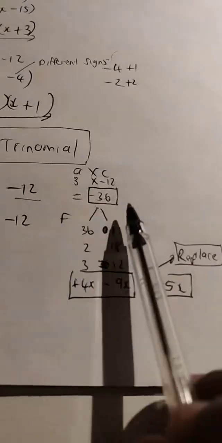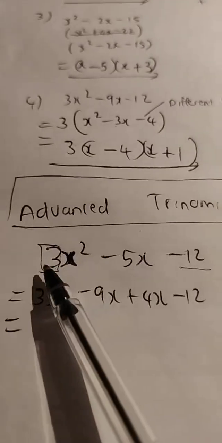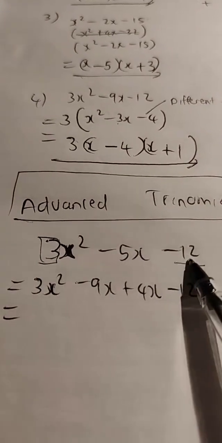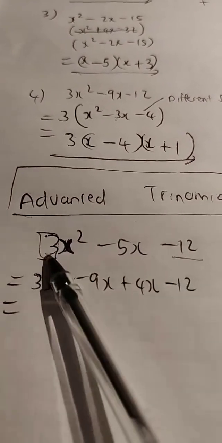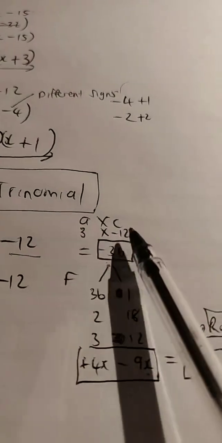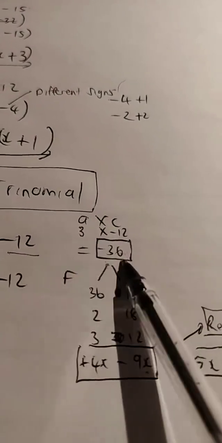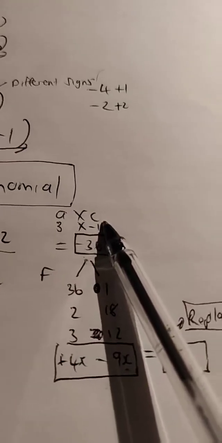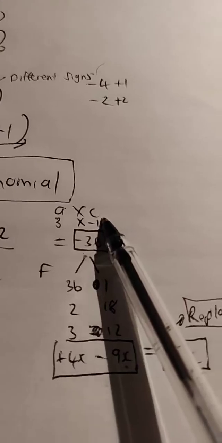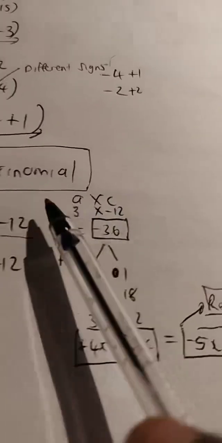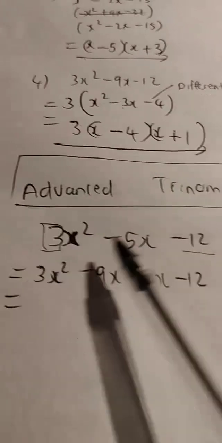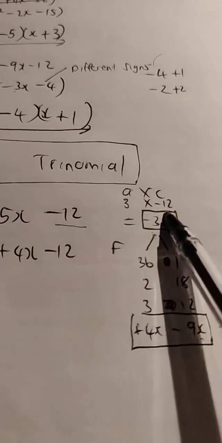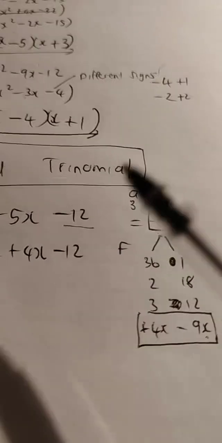All right. Let me repeat this one more time. You take a, you multiply with c, in other words, 3 times negative 12. 3 times negative 12 gives you negative 36. That is the product of a and c. Right? Not the African National Congress, the party that we vote for. But we are talking about the coefficient of x squared, which is a, and then the constant last term, which is c. You multiply 3 times negative 12, you get negative 36.